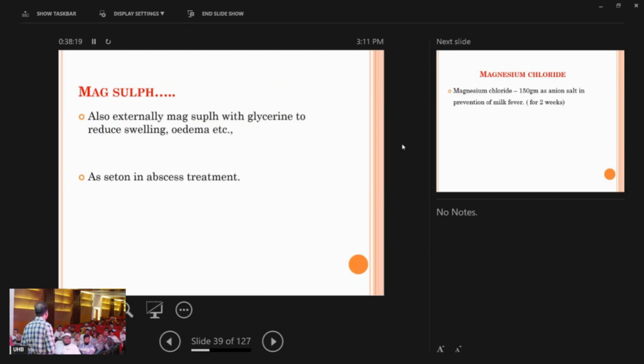And externally, you will powder the magnesium sulfate and mix it with glycerin and apply it over any contusion, swelling, or fibrosis. All these things you will be using as an external application to reduce the edema or swelling. Magnesium sulfate with glycerin, you will be using as a paste. And the second use is abscess treatment. Suppose you are opening an abscess and draining it. You can mix the magnesium sulfate with glycerin and keep it inside the abscess. And next day you can remove it so that all the pus is absorbed. So many indications are there for a single drug, magnesium sulfate.